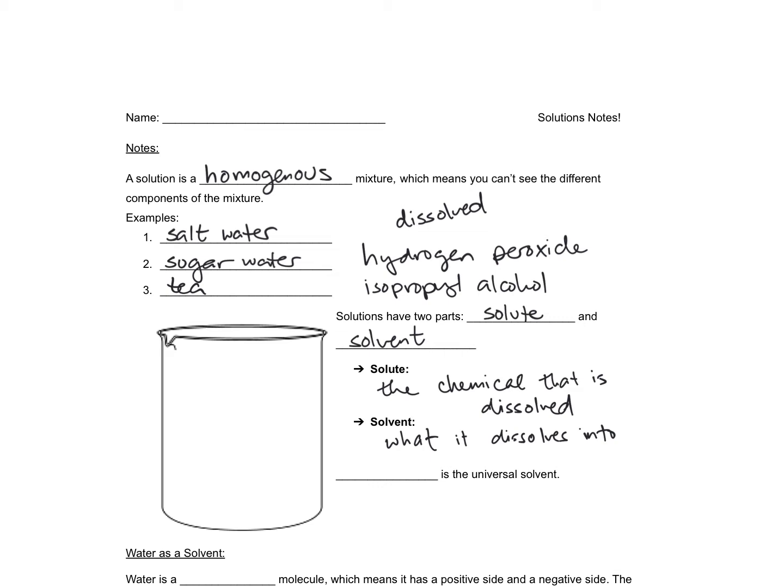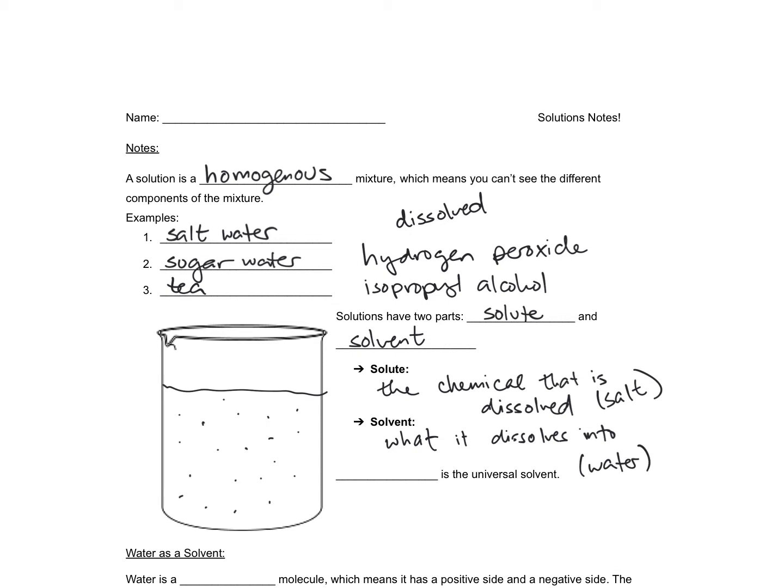So, for example, if we look at salt water, if this is water, we're going to have tiny little grains of salt. You won't be able to see them because they will be dissolved, and we'll see what that actually looks like on an ionic level here in a minute. So in this example with salt water, the solute, the chemical that is dissolved, is salt. And the solvent, the thing that is dissolving it, is the water.